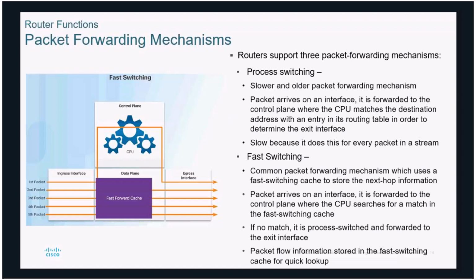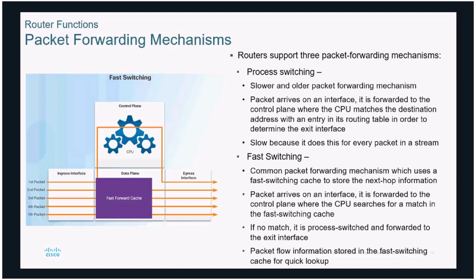A packet arrives in and is forwarded to the control plane. The CPU, like the brain of this router, matches the destination address with an entry in the routing table to work out which interface to go out from. It does it one packet at a time. Every packet in the stream is handled one at a time, so it's quite slow.